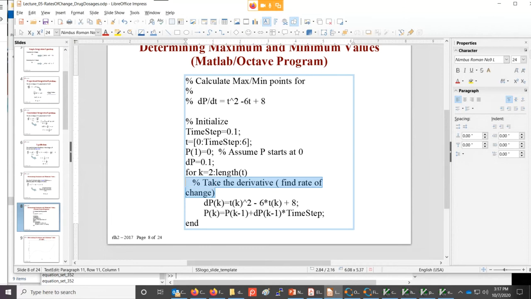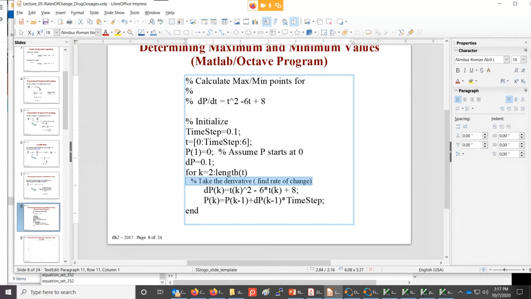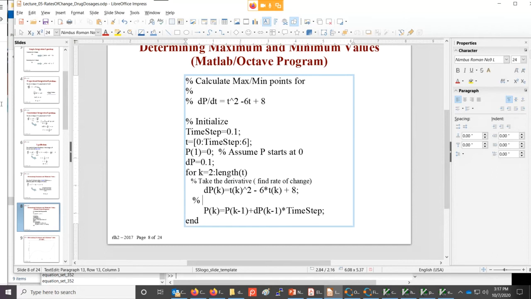Okay, so we're doing this to find the rate of change, and then we're going to integrate to find the next value. But we first have to figure out how fast it's changing, and then we do the integration. So we're going to evaluate the derivative, right?